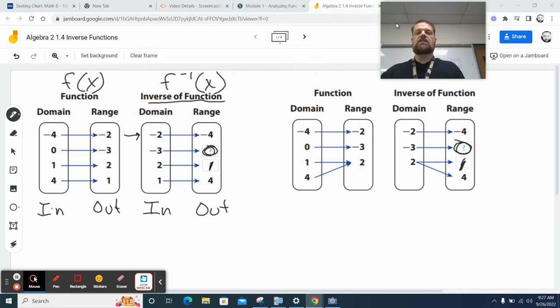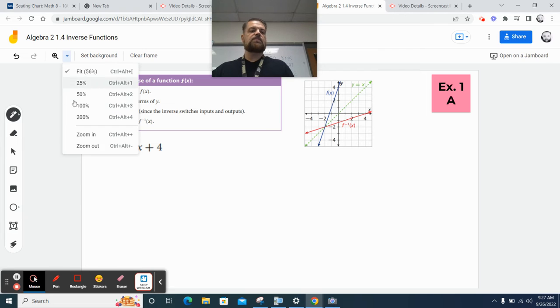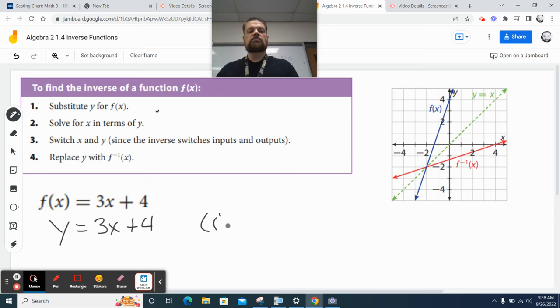All right, let's go on to the next one and see what we have. This is example 1 from your textbook. So we're just going to go through this process. It says find the function and then find the inverse. Well, they give us the function. So let's go through the process, right? Step 1, substitute y. So the function is f of x is equal to 3x plus 4. So we're going to substitute y for f of x. That's step 1.